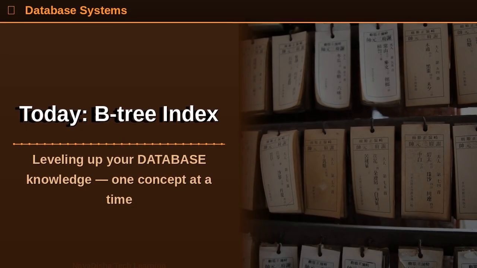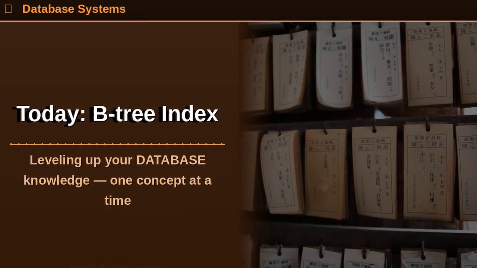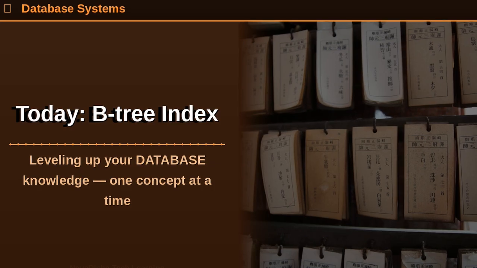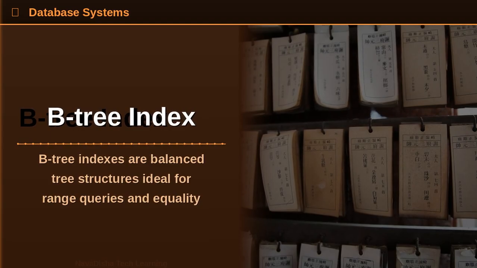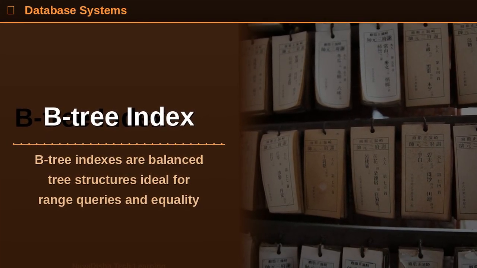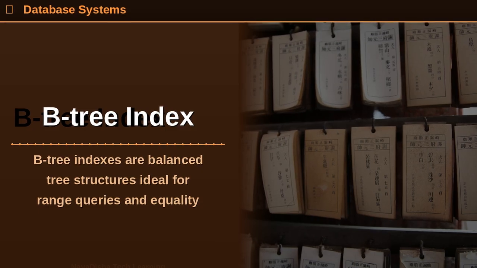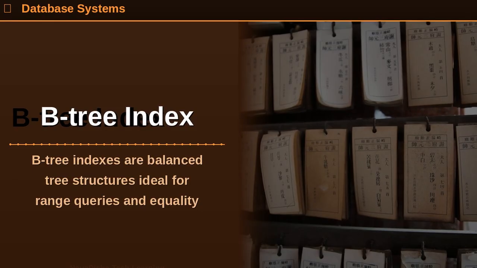Today we are breaking down B-tree index. It's an important idea in database. So, what is B-tree index? B-tree indexes are balanced tree structures ideal for range queries and equality lookups. It's one of the core ideas in database.